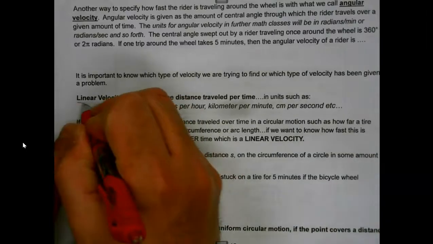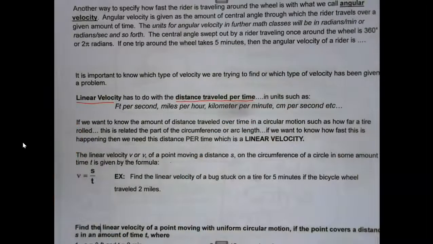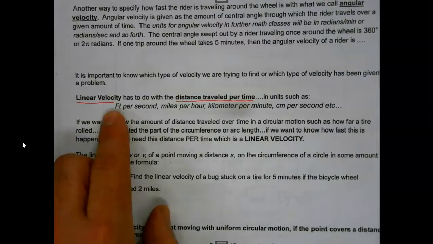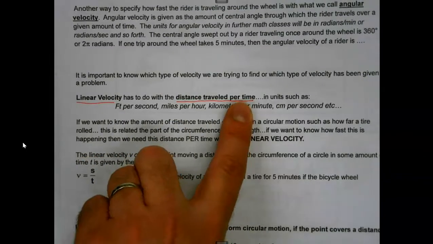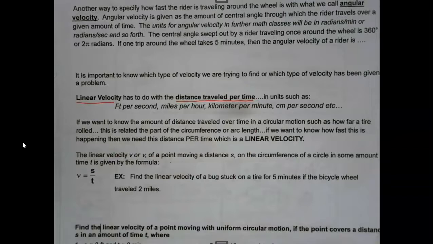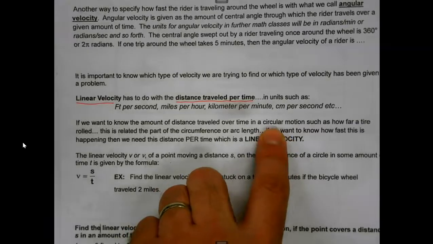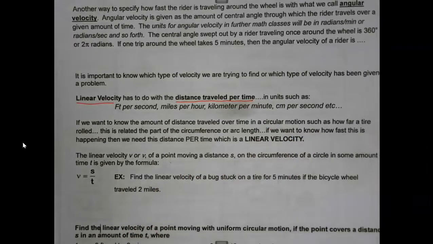Linear velocity has to do with distance traveled, feet, miles, kilometers, per time, per second, per hour, per minute, etc. Seeing the labels that are involved is going to help us figure out if we're going in the right direction or not. If we want to know the amount of distance traveled over a time in a circular motion, such as how far a tire is rolled, and how fast it is happening, distance per time is linear. Think of it like taking that tire and stretching out how far it was going.